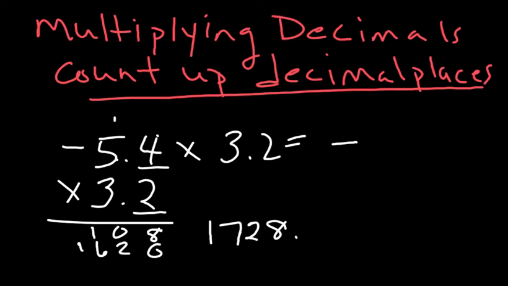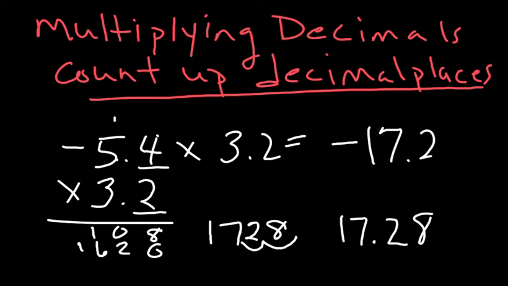Start here and scoot over. So that's 17.28. We already decided it was negative. So negative 17.28.